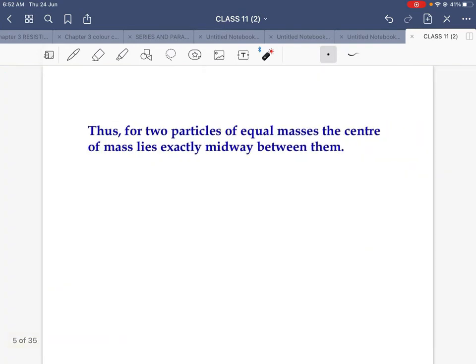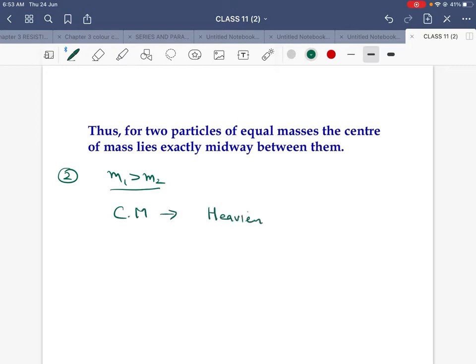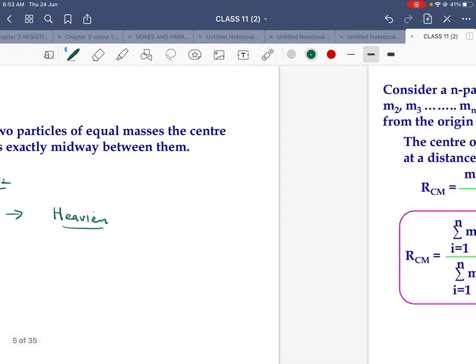Therefore, we can say for two particles of equal masses, the center of mass lies exactly between them, midway between them. Second case, if m1 is greater than m2, meaning a system consisting of particles having different masses, then the center of mass will lie towards the heavier particle, that is, towards the heavy particle.